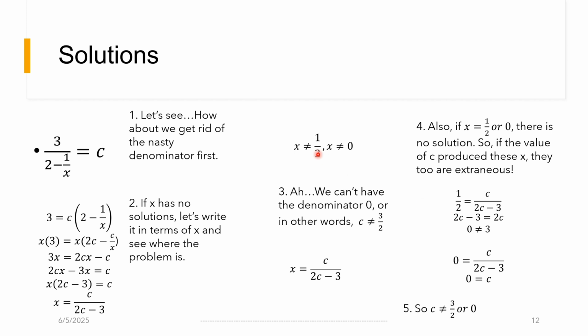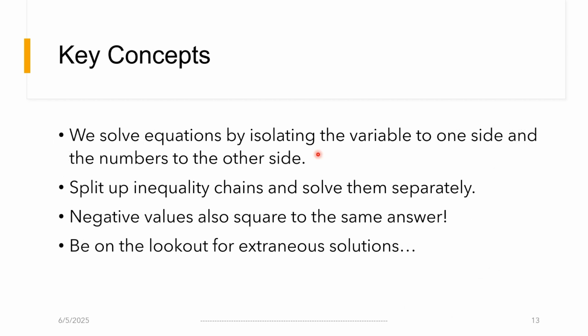Now, after we're done with all the questions, phew, let's summarize all of them into a few key concepts right here. So first of all, our first key concept is that we solve equations by isolating the variable to one side and the numbers to the other side. This is the most basic part in solving an equation. The next one is that for compound inequalities, we can split them up and solve them separately. Or is it inequality chains, whatever.